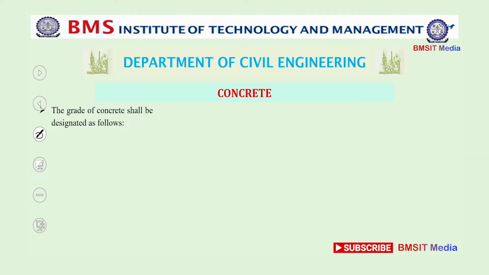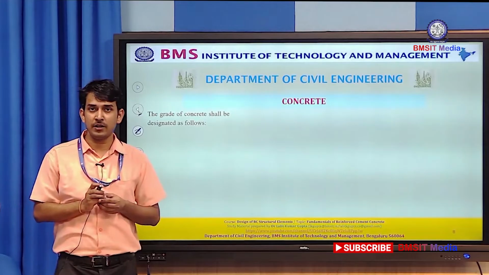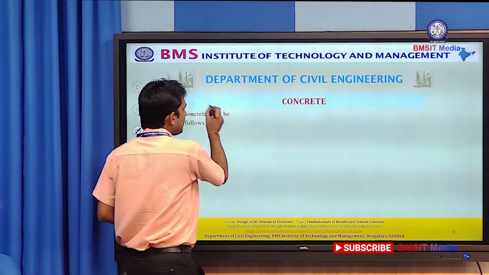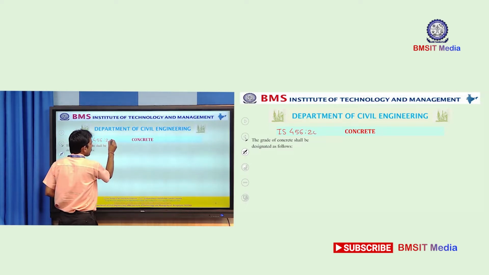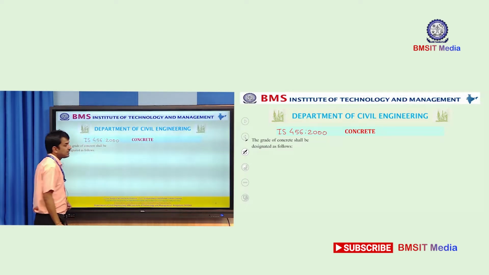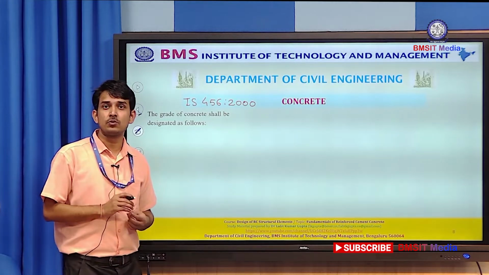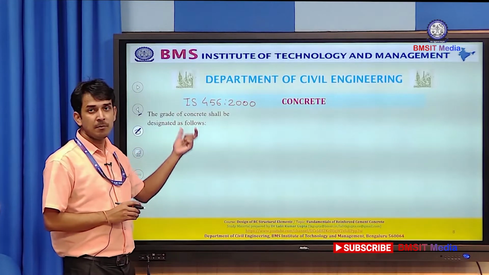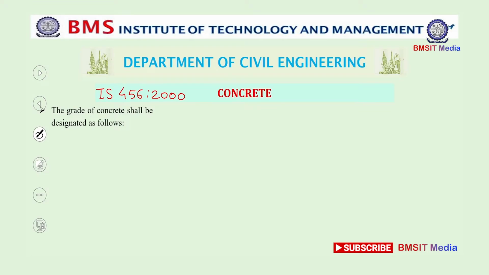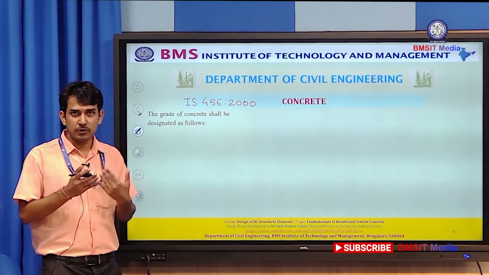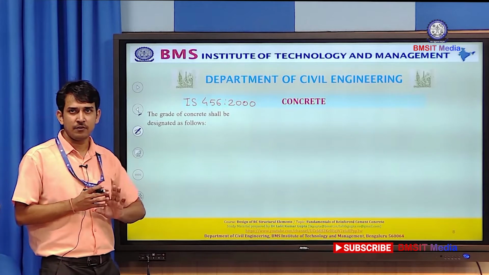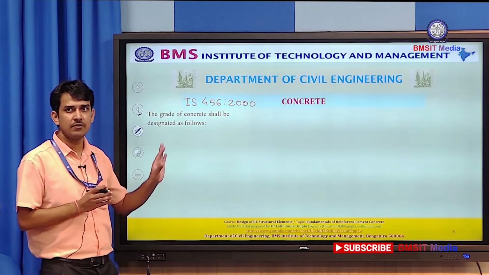Now if we are talking about the grade of concrete, for this we have an Indian standard, that is IS 456-2000. 456 is the number of that code and 2000 is the year of revision; the last time it was revised was in 2000. In this code we have all the specifications and guidelines on how to design and take the materials, and all the criteria for designing RC structure elements is given in this code.